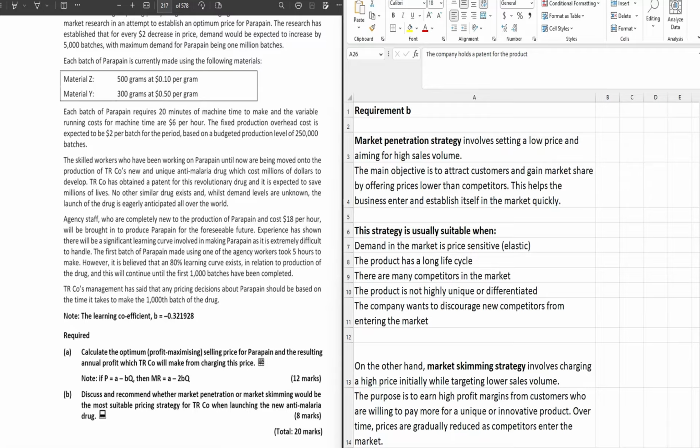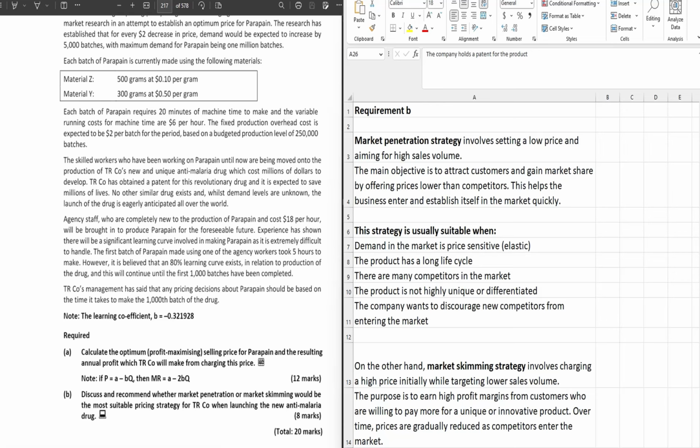To attract the customer. Obviously, if the selling price is lower, the customer will be attracted, more customers will buy that particular item, and the company will gain market share. How? By offering such goods or services at a lower price as compared to the competitor. So this is what I have explained here.